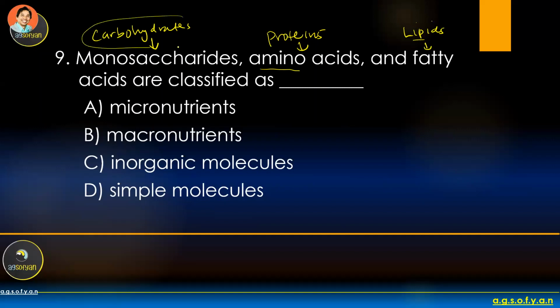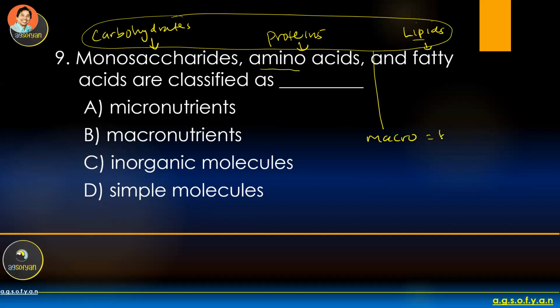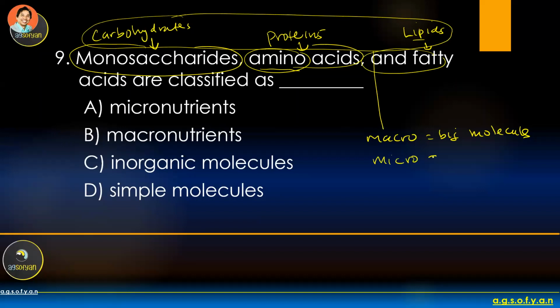So the top one over here is called the macro or big molecule. Then the results or the product of the digestion will be called a small molecule or micro. Okay, small molecule. So the answer will be A, which is micronutrients.